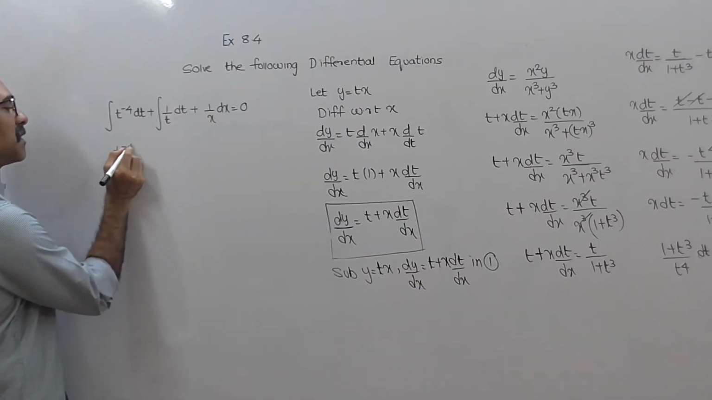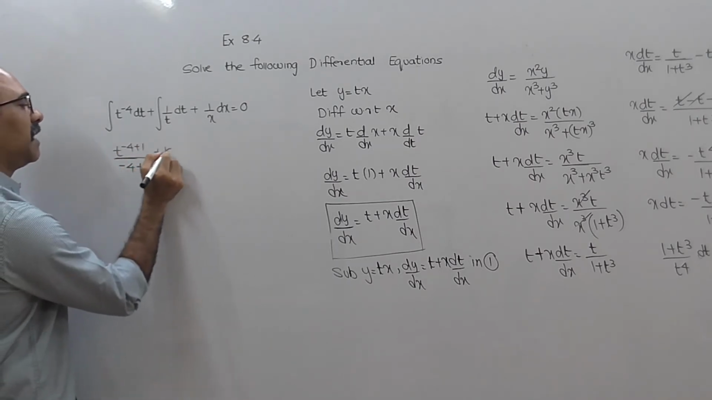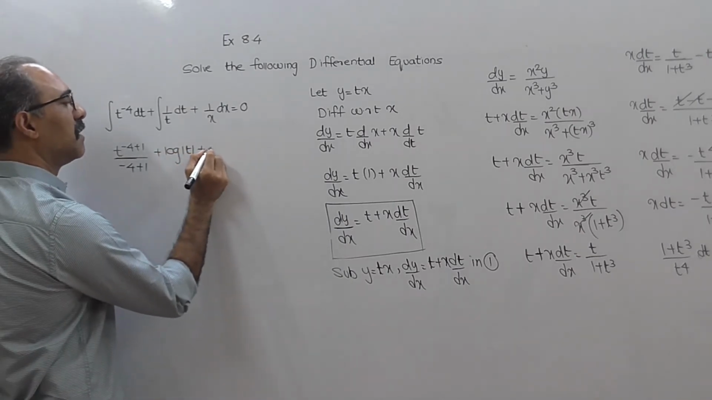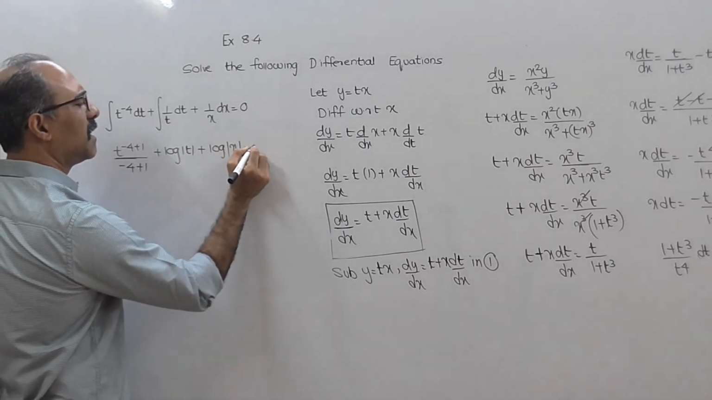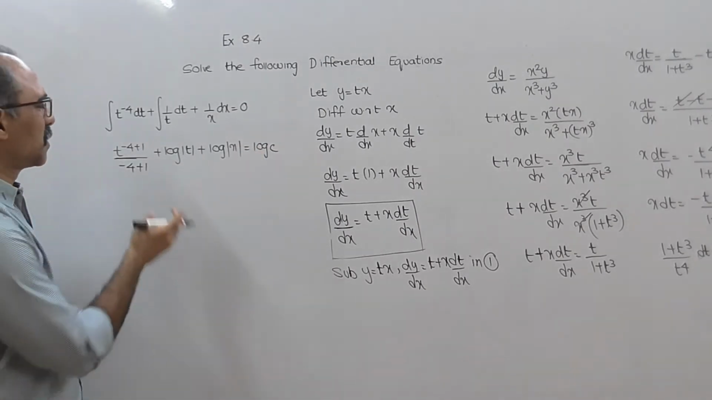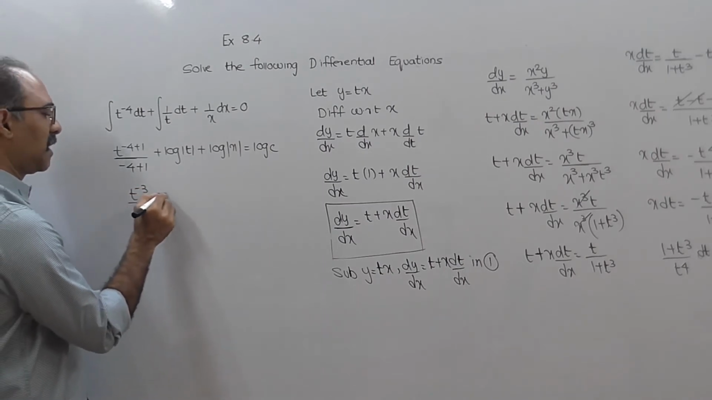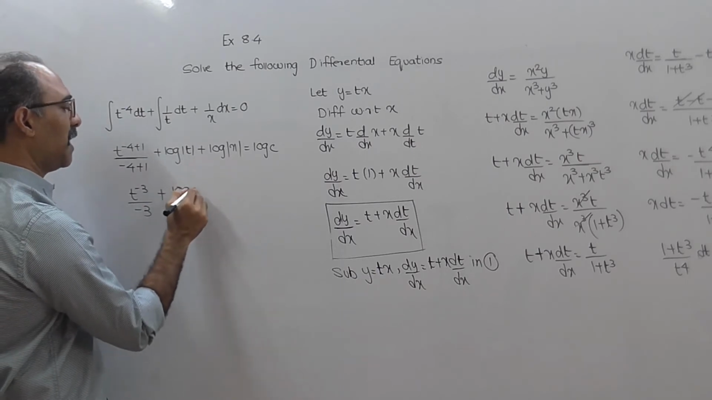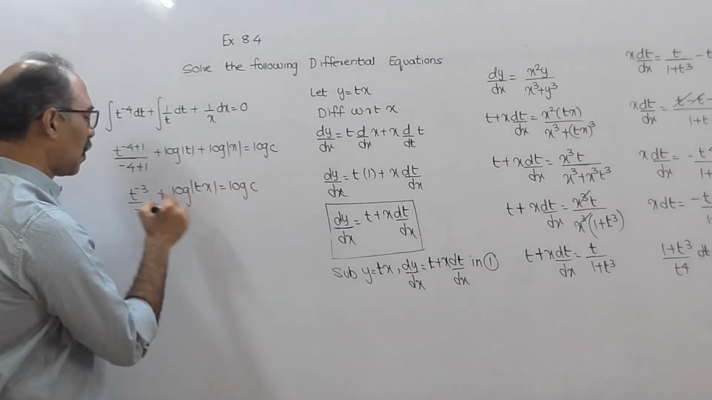Integration of t raised to minus 4 is t raised to minus 4 plus 1 upon minus 4 plus 1. Integration of 1 upon t is log modulus of t. Integration of 1 upon x is log modulus of x. And in case you want, you can write log c also. That is okay because majority terms are having log. So we will have t raised to minus 3 upon minus 3. This is log a plus log b. Log a plus log b is log of ab. So it is modulus of tx equal to log of c.